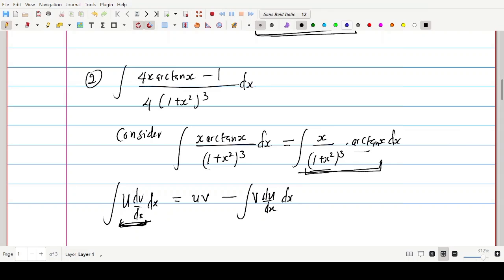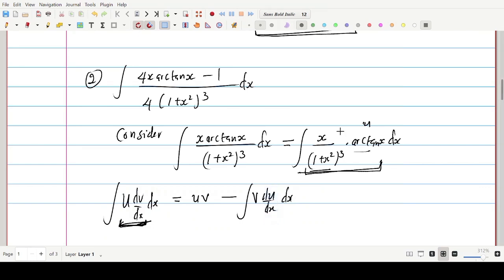In this case, we choose our u to be the function that simplifies easily on differentiation. If you observe carefully, you will see that the expression x over 1 plus x squared to the power 3 will not simplify easily on differentiation. So rather, we take our u to be arctan of x. Let this be u. Now, look at the formula on the right-hand side: you see that the u we are choosing was differentiated. Can you see that? It was differentiated.